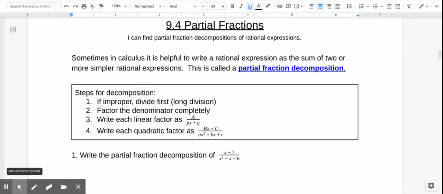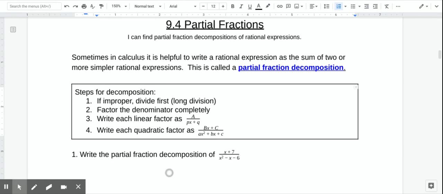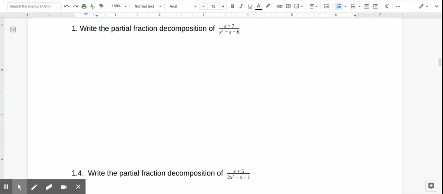So the steps, we're going to be going over these steps, increasing complexity over the next couple days. If it's an improper fraction, we want to use long division. I don't think we see any of those today. We always want to factor our denominator completely. And then linear factors get written as A over whatever the factor is, and quadratic factors get written as Bx plus C over whatever it is. I don't think we'll see any quadratic ones today. So let me just show you how this works.